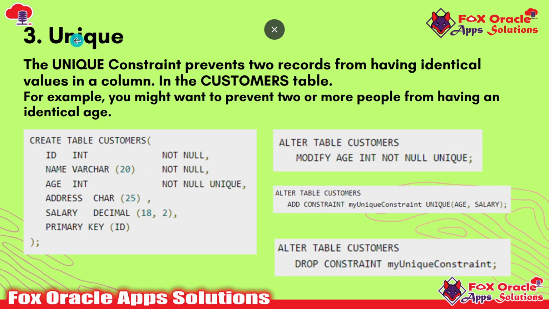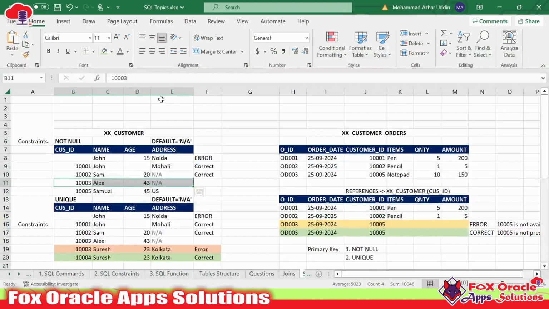Now the next is unique. When we say unique, it means that the column value will be unique and it cannot have duplicate values. And remember, it can have null values, as we already discussed, right?